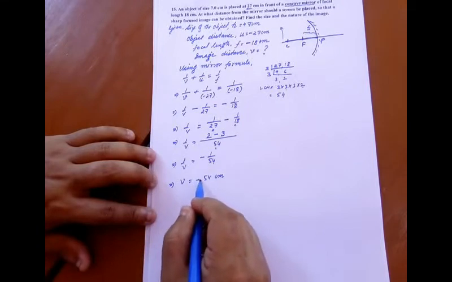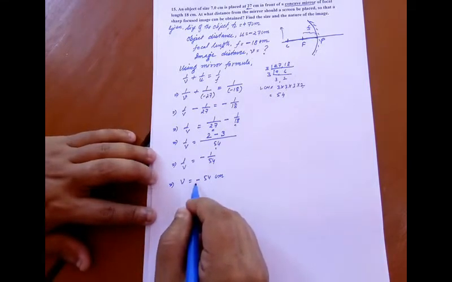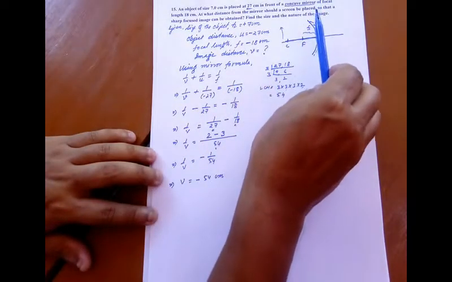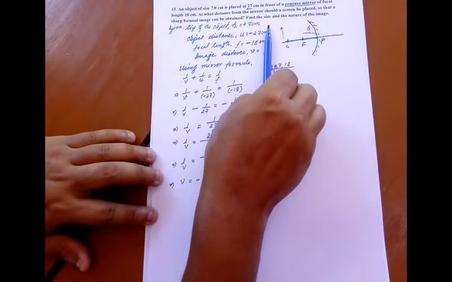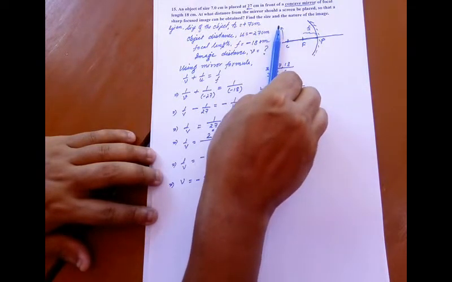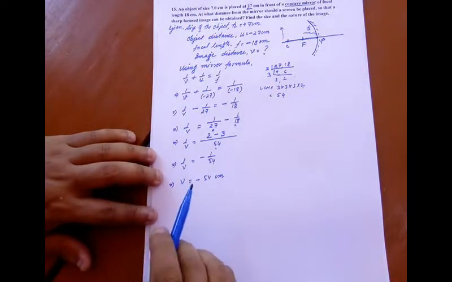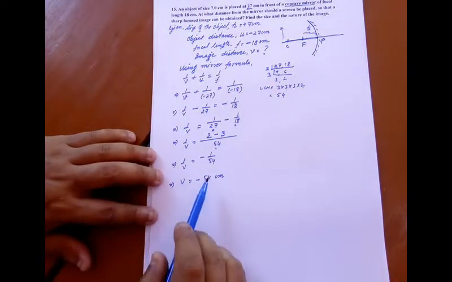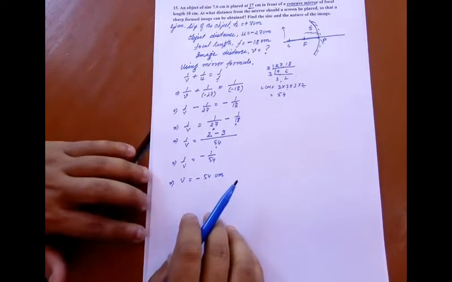Now here you see the sign convention. The sign is coming as negative. It is coming as negative, which means it is in front of the mirror, in the negative x direction. And if it is in front of the mirror, that means it is a real image. Now we got that it is a real image, as well as it is placed at 54 centimeters. Now we'll have to find the size.